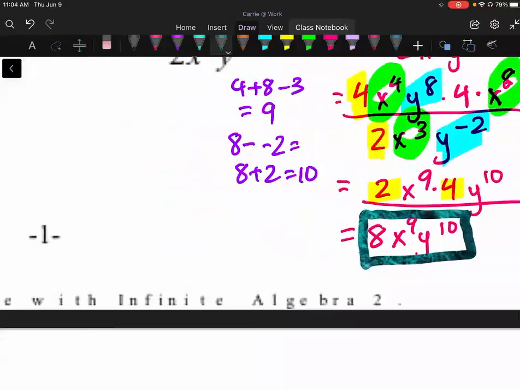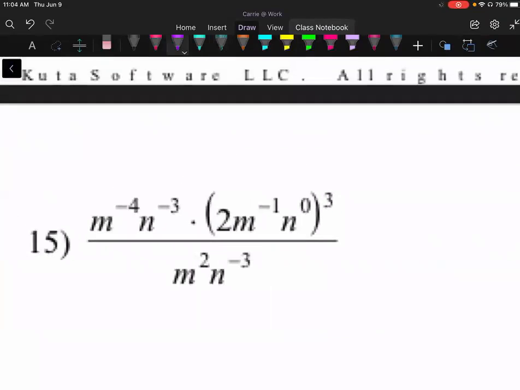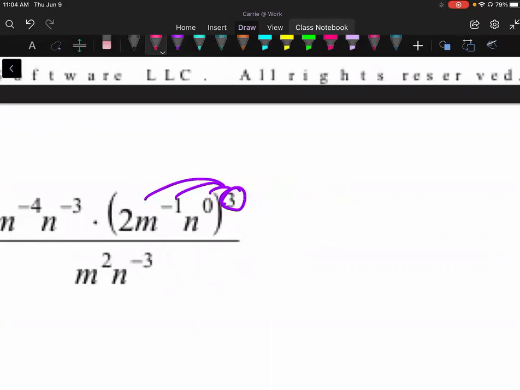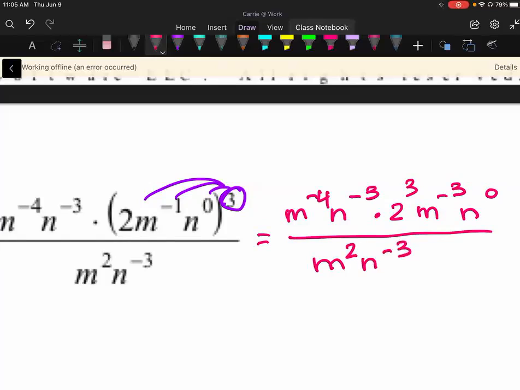All right, moving along. Same thing here. I would like to go ahead and distribute this first. So let's rewrite m to the negative fourth, n to the negative third, times 2 to the third, m to the negative third, n to the 0. All right, now we can go ahead and start doing our things. So the only number that I have is 2 to the third, so we can just go ahead and rewrite that as 8. And now let's work with our m's.